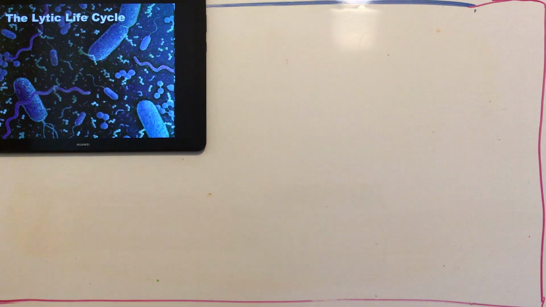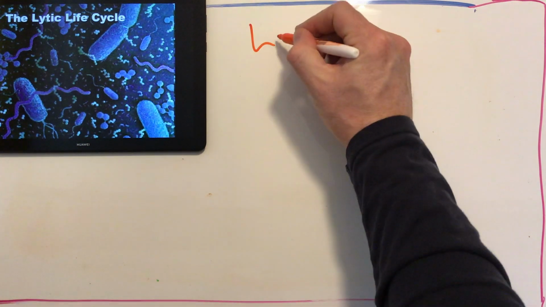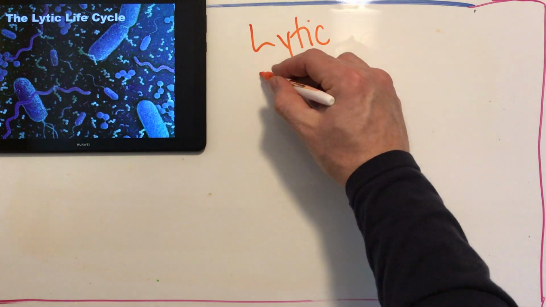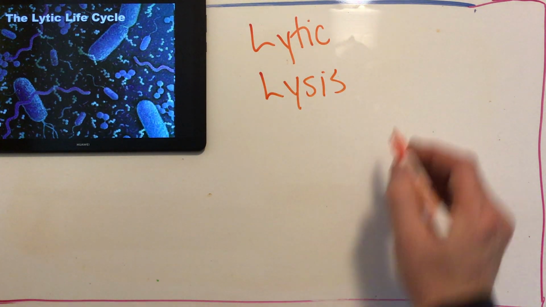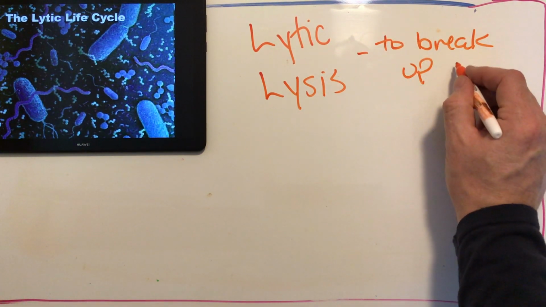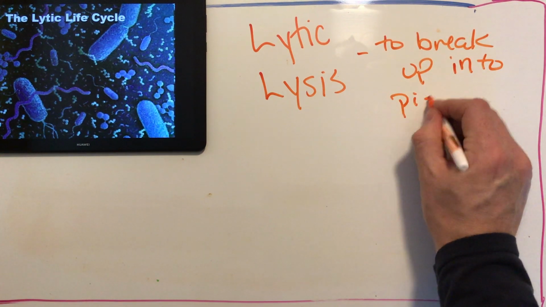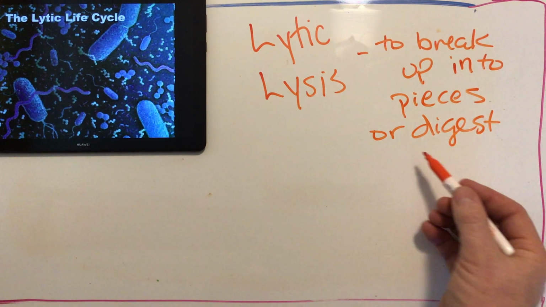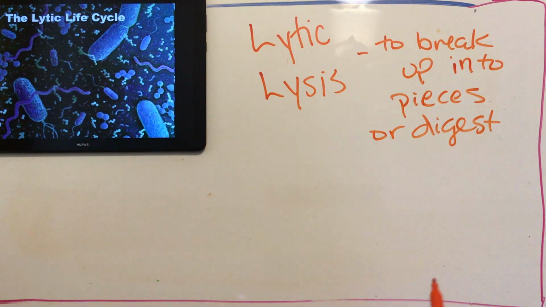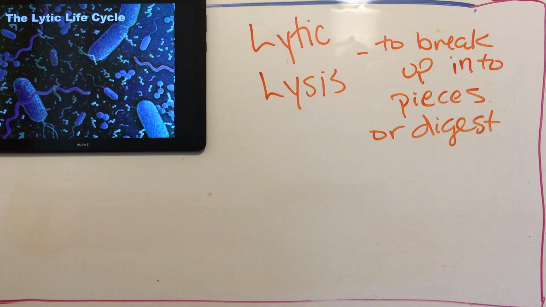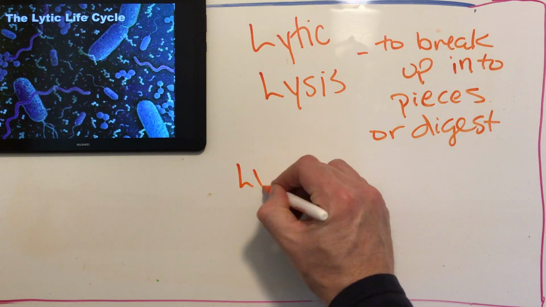So the lytic life cycle, before we go into that, lytic. If we see something lytic at the end of a word, or lysis, it means to break up into pieces, to digest. And digest means to break up into pieces. When you digest your food, you're taking big chunks of food that you bit off of, a carrot or a hamburger or whatever it happens to be, and you're breaking it up. Digest means to break up into pieces. So if you think about it, that kind of makes sense.